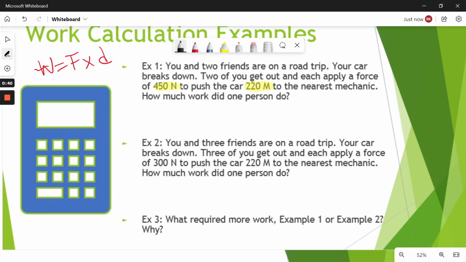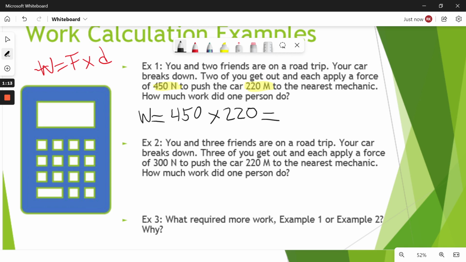Okay, so I have my work equals force. If I look at our units here, I have newtons and I have meters. Well, I know that force is measured in newtons, so my force number is 450 times my distance, which is 220. Okay, so 450 times 220 is going to give me my work. All I need to do is type that in my calculator or do it in your head.